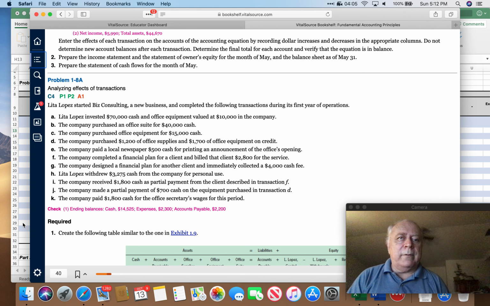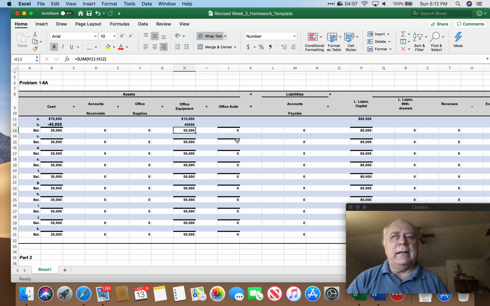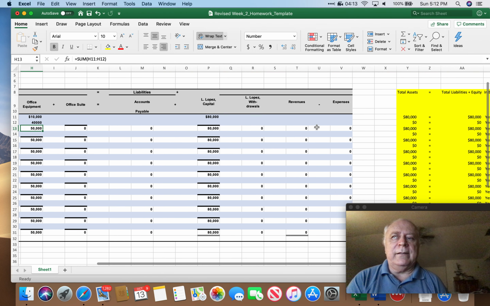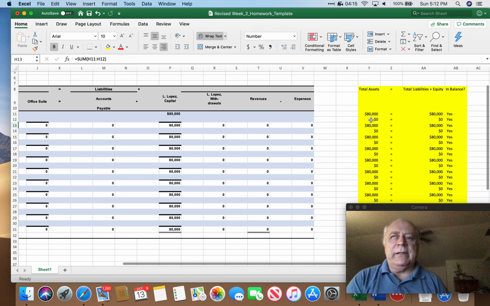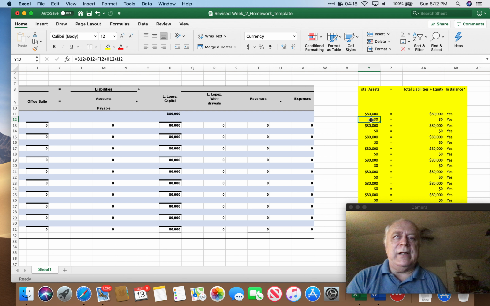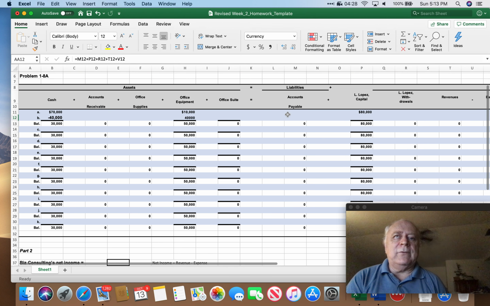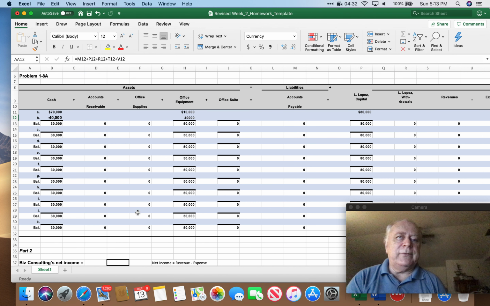So another important point of this is that this transaction demonstrates that transactions sometimes only affect one side of the accounting equation. So we can see that total assets didn't change because one asset increased and the other asset decreased, and there was no effect on liabilities or equity in this case, so we're still in balance. So sometimes transactions only affect one side of the accounting equation.